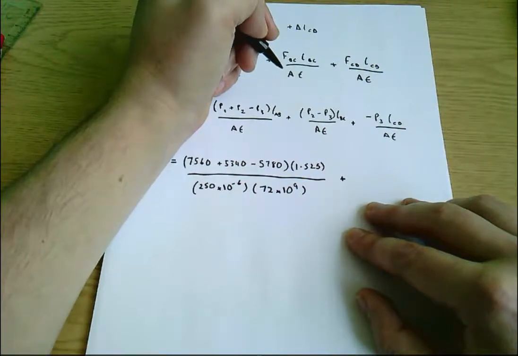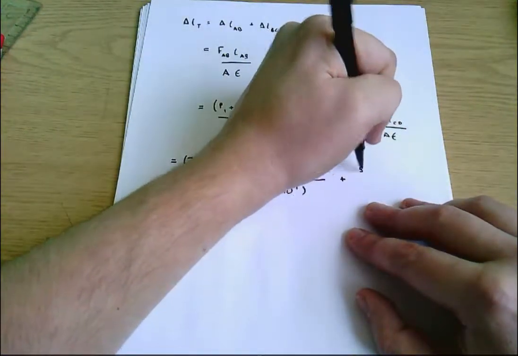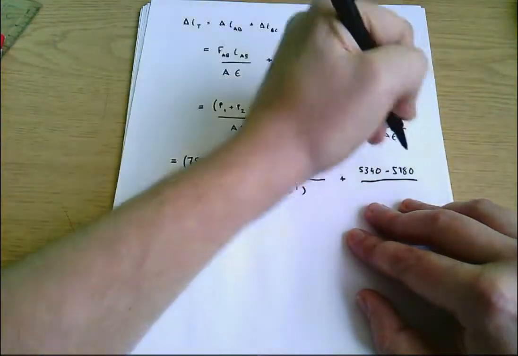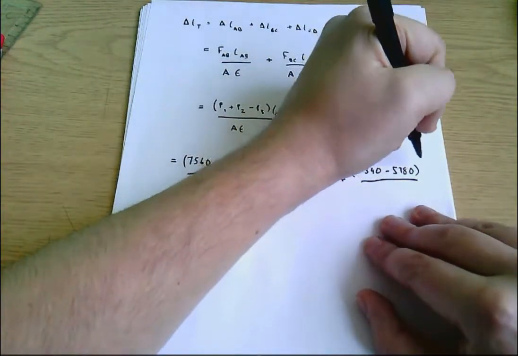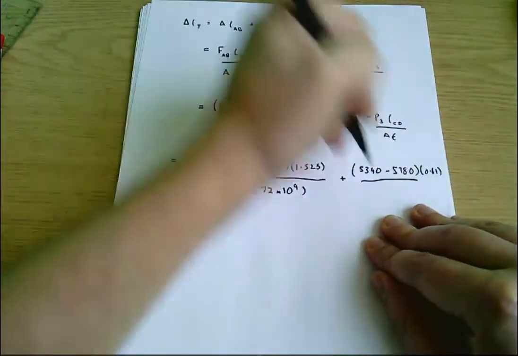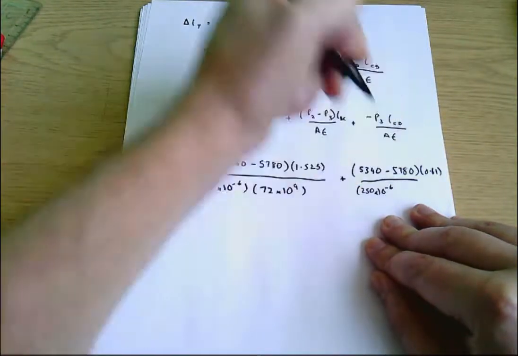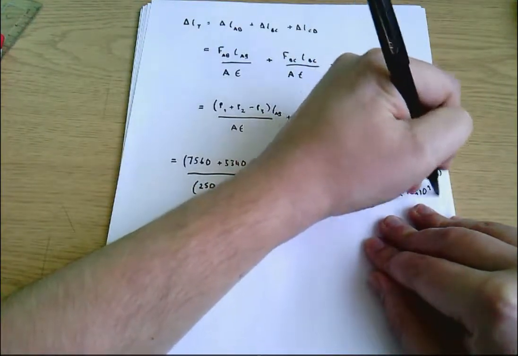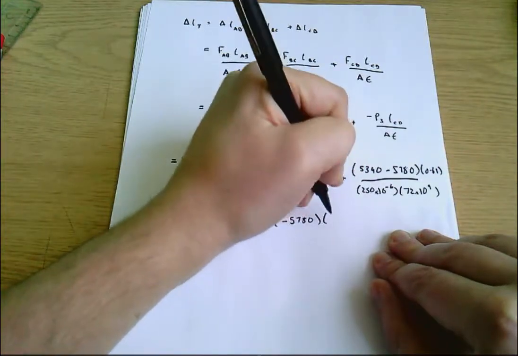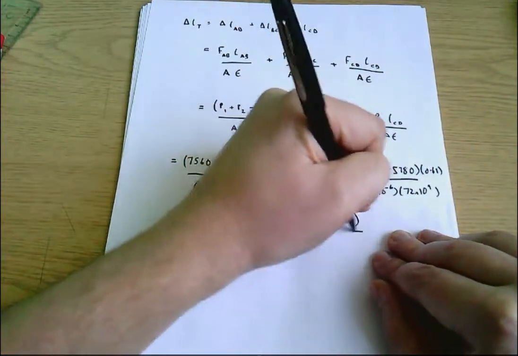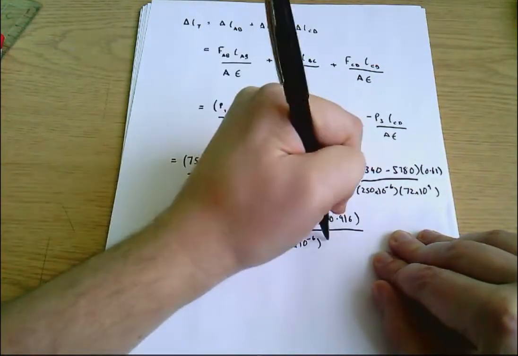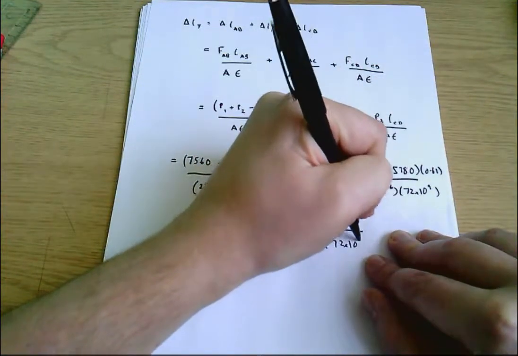Plus P2 minus P3, which is 5340 minus 5780, multiplied by LBC, that's 0.61 meters, and that's all divided by the same thing, 250 times 10 to the minus 6 multiplied by 72 times 10 to the 9. Plus negative 5780 multiplied by 0.916 divided by 250 times 10 to the minus 6 multiplied by 72 times 10 to the 9.